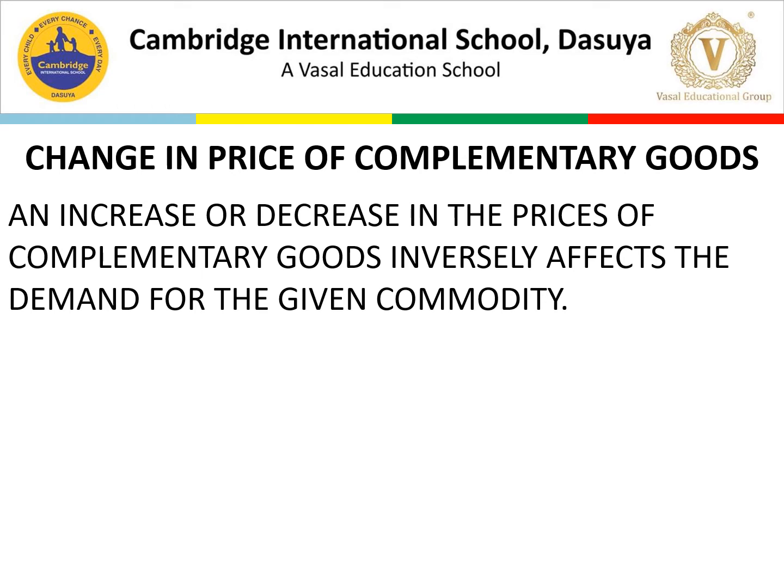All these are always demanded together. Here we have two types of changes when we talk about the change in price of complementary goods. The first is an increase in the prices of complementary goods, and the other is a decrease in the prices of complementary goods. Both affect the given commodity inversely. We will discuss first the increase in the price of complementary goods. So let's begin with that.